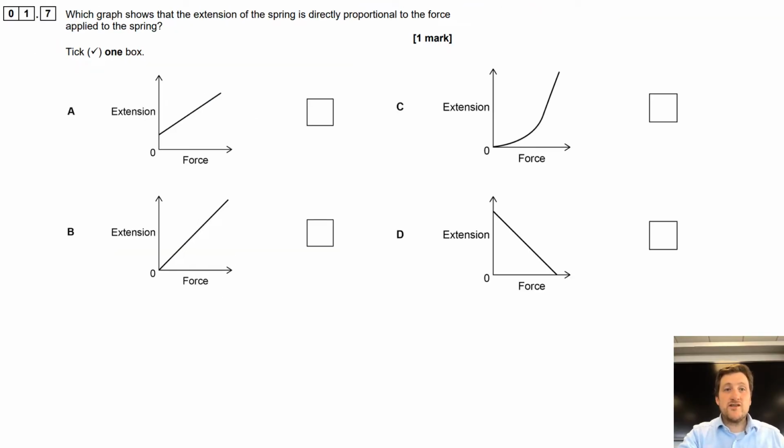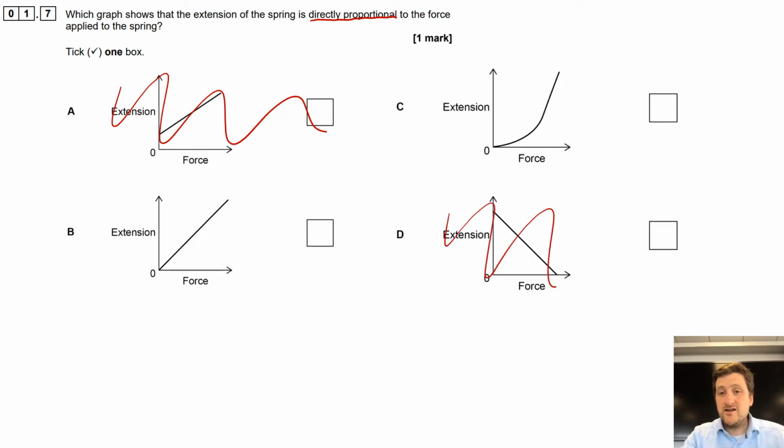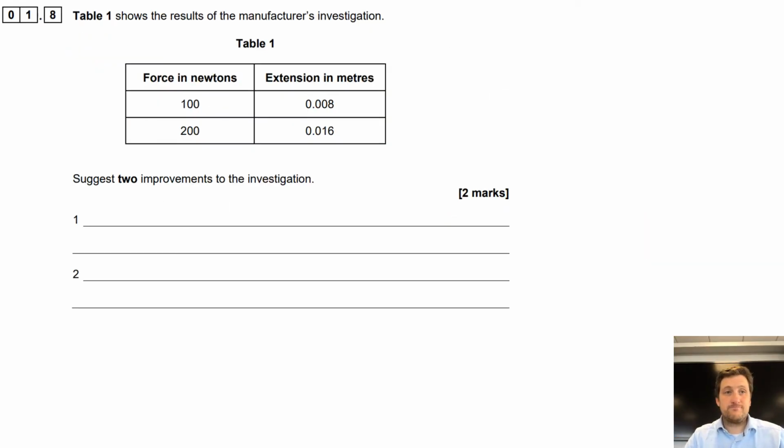Which graph shows that the extension of the spring is directly proportional? Again, we're looking for these words in our question. Directly proportional means it's got to go through the origin, from 0, 0. Now, if we look at that bit of our definition first, that means it cannot be A, because that doesn't go through the origin, and it cannot be D, because that does not go through the origin. And then directly proportional also means it has to be a straight line. So it has to be B. It's the only other option.